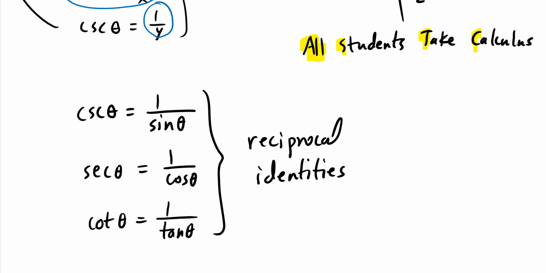Those are reciprocal identities. So if you know sine, you can get cosecant, and vice versa. You know cosine, you can get secant, and vice versa. Tan, you can get cotan, vice versa.